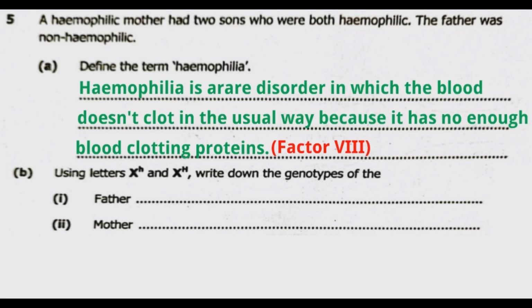So now let me talk about Xh. In the question, the first X, which has the small letter h, is for when you have the condition of hemophilia, so you'll be denoted by Xh. And XH in capital letters means you don't have the condition of hemophilia. Now let's go to answering the question.